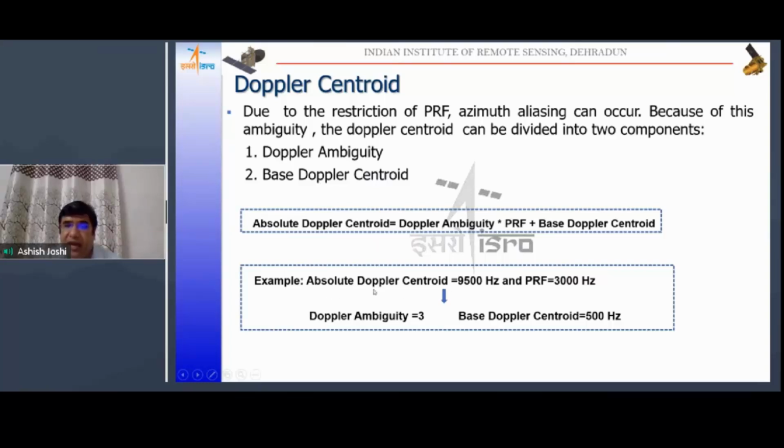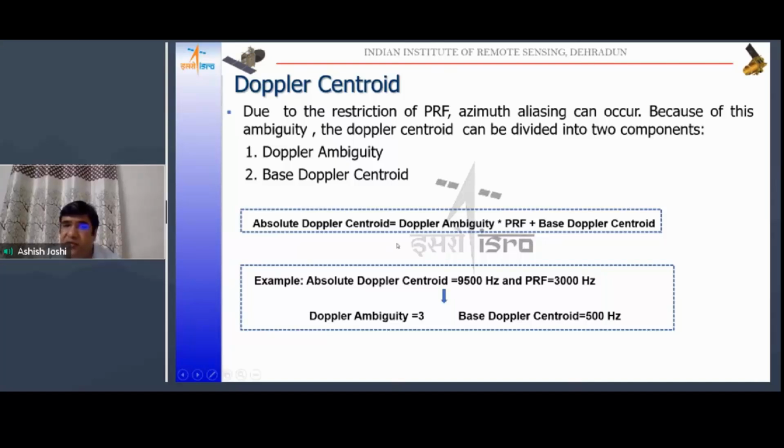It means that if we have the absolute Doppler centroid, say we are getting a Doppler frequency of 9,500 Hertz, but our PRF is 3,000, then this frequency will be aliased in multiples of the PRF. Our spectrum is only 3,000 Hertz wide, so if our Doppler centroid is greater than 3,000, there will be aliasing. So we have to find the factor by which it is aliased.